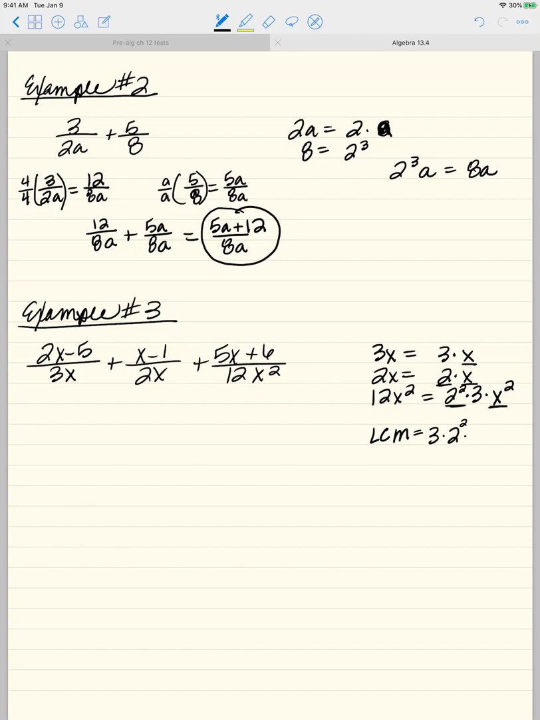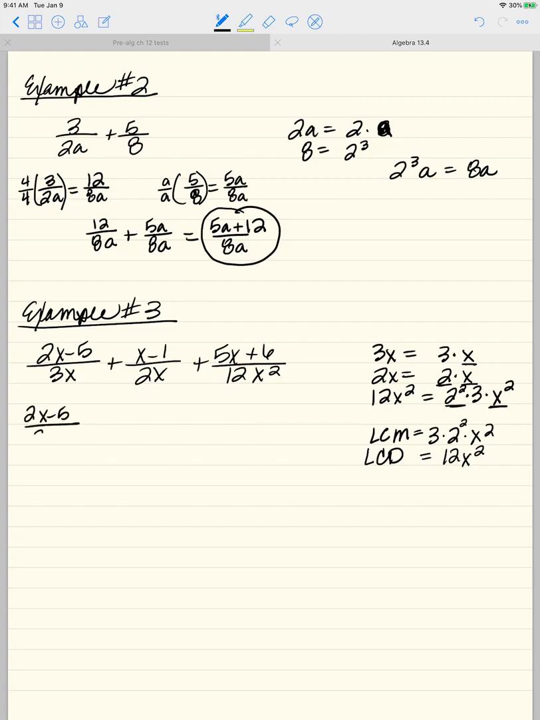What's a higher power, x squared or x? X squared. So that is 3 times 2 squared, so 12x squared. All right, 12x squared is going to be our least common multiple or lowest common denominator. They mean the same thing. So now what we're going to have to do is convert each one of these rational expressions to an expression that has 12x squared as the denominator.